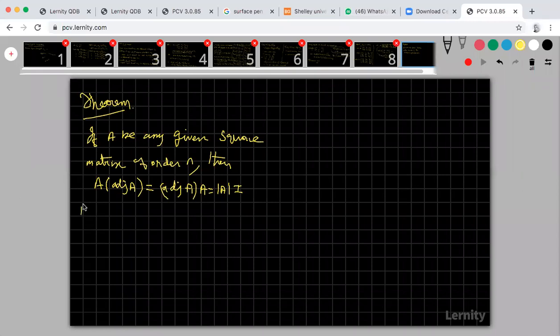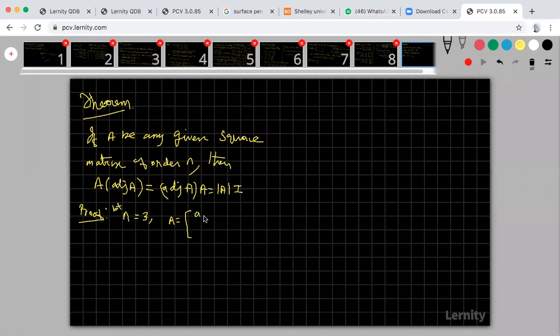So how to prove that? Look at that. What is your I? If A is an n cross n matrix, your I is also an n cross n matrix. Your I has only the principal diagonal elements as 1, 1, 1, and the other elements are 0. How to prove that? Suppose I'm taking n equal to 3, a 3 cross 3 matrix. So my A is a matrix with n equal to 3.